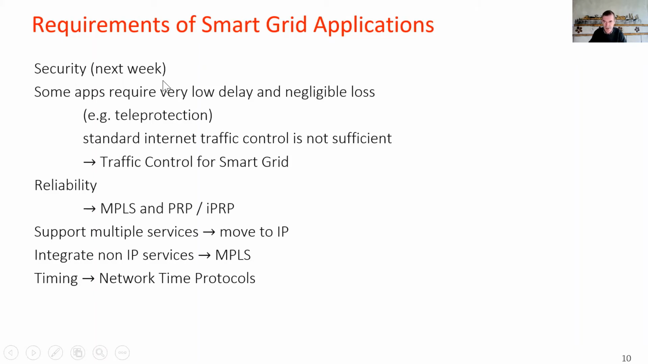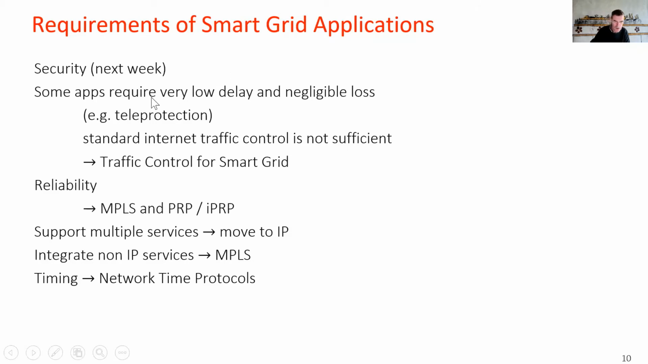One is security. So we'll talk about it next week. Security is, from the communication viewpoint, the most important aspect of the smart grid, or of any critical infrastructure, or in fact of any communication system today. So the second part of the lab that you will do for the advanced group will be about mounting an attack against a smart grid and how to prevent this attack.